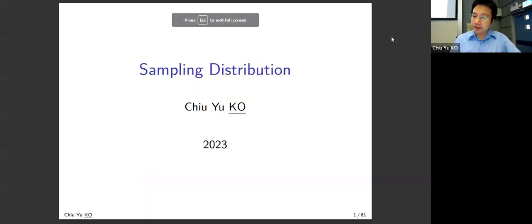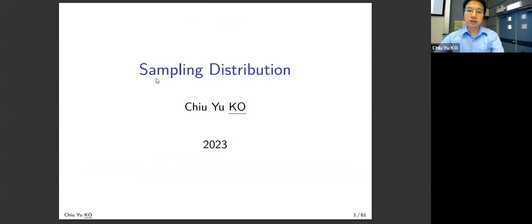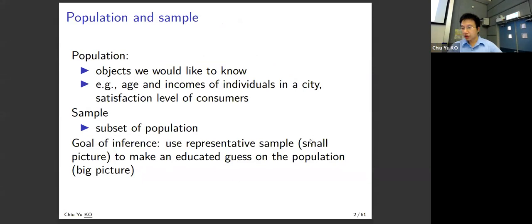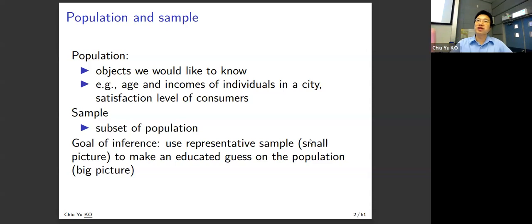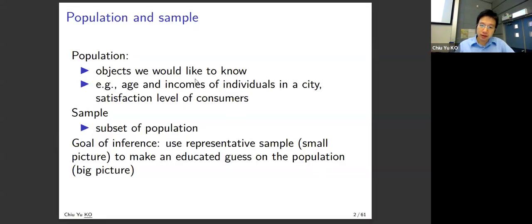So just very quickly, let's review what we have done in the sampling distribution. Why so close? That's good. Sampling distribution, okay? They changed the new monitor, that's why. Before it was very blurry, but they changed a new one. So just to very quickly review what we have done last week. Okay, I guess it's last Thursday.